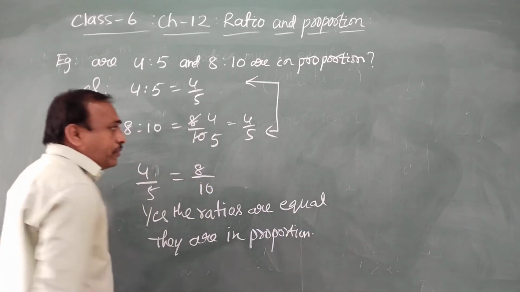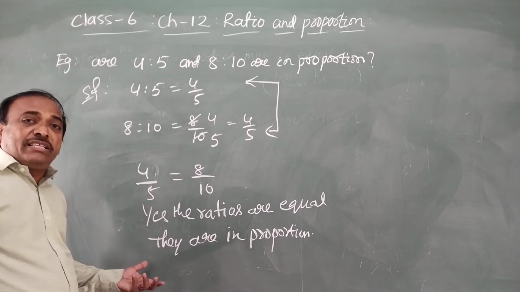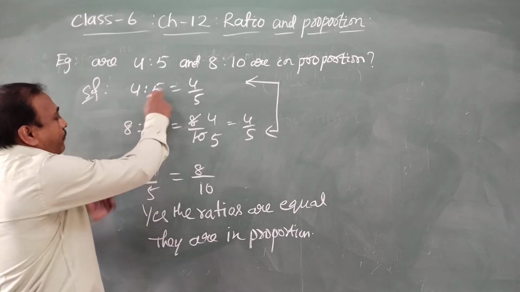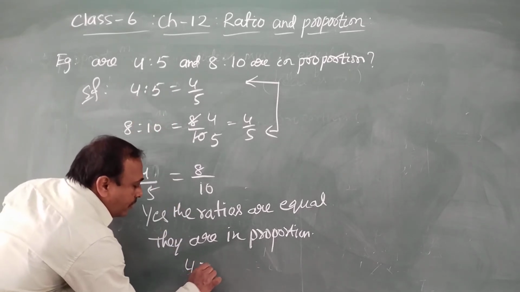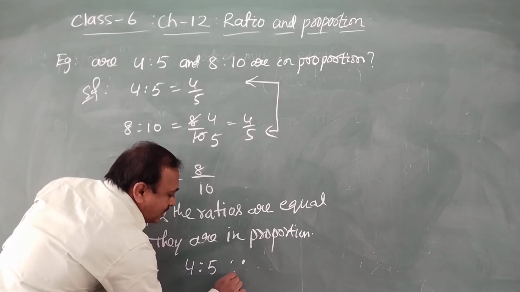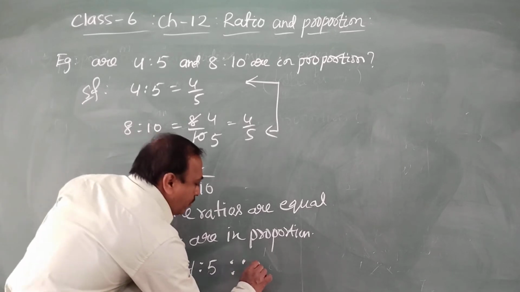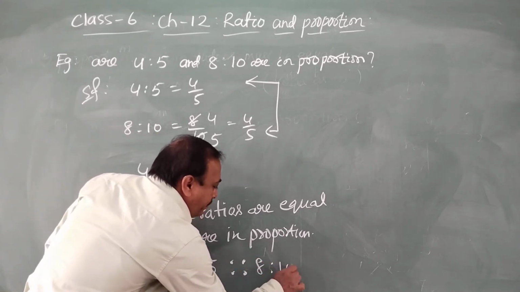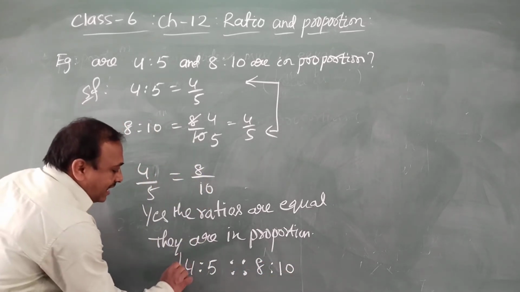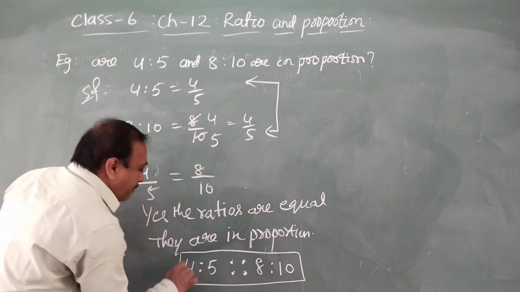If they are in proportion, how do we represent it with the proportion symbol? 4:5 as 8:10. This is the way of representation in proportion.